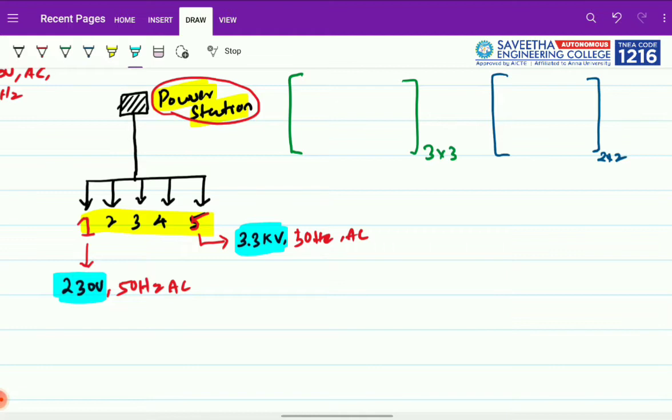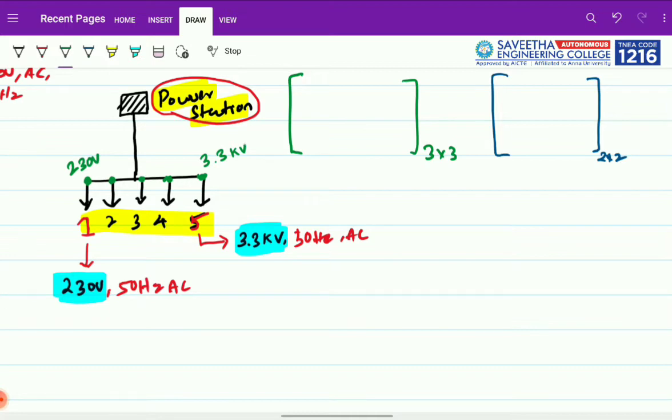So it is mandatory for someone who designs these power stations or the load distributions to confirm that the load terminals, this point is the load terminal for the first one, this is for the second one, third, fourth and the fifth, all satisfy the minimum voltage requirement. That is, at this point there should be 230 volt, and at this point it should be 3.3 kilovolt. All these things should be confirmed.